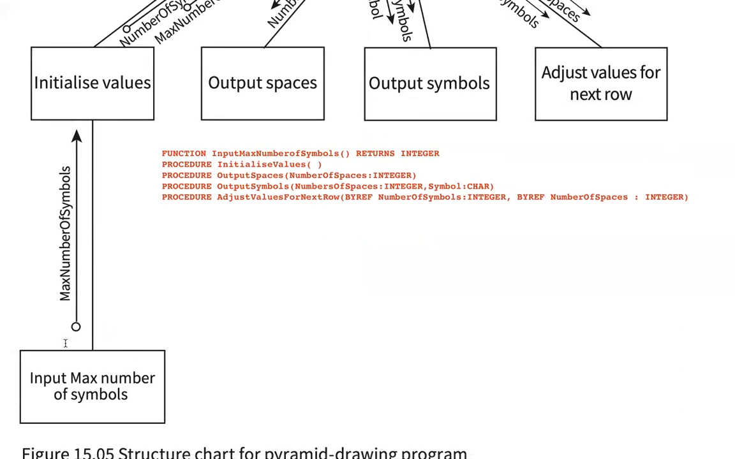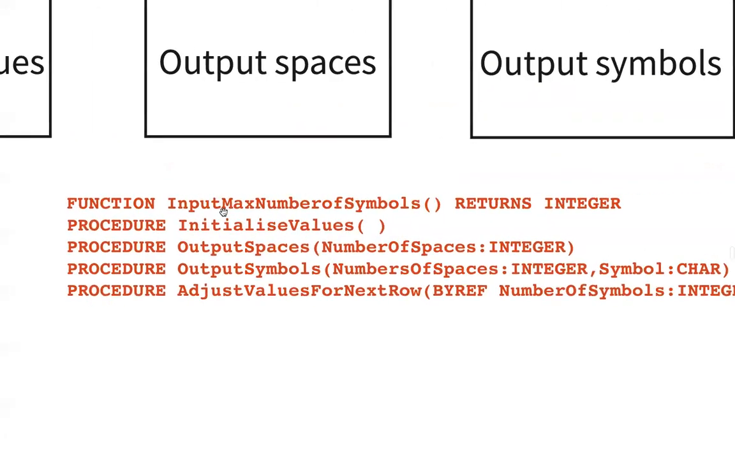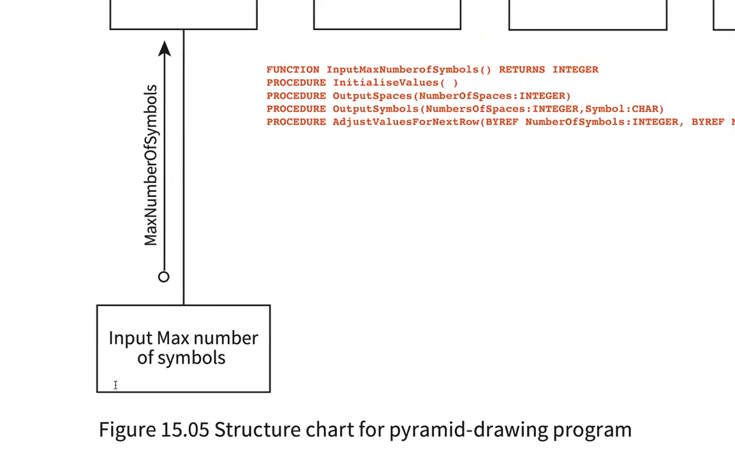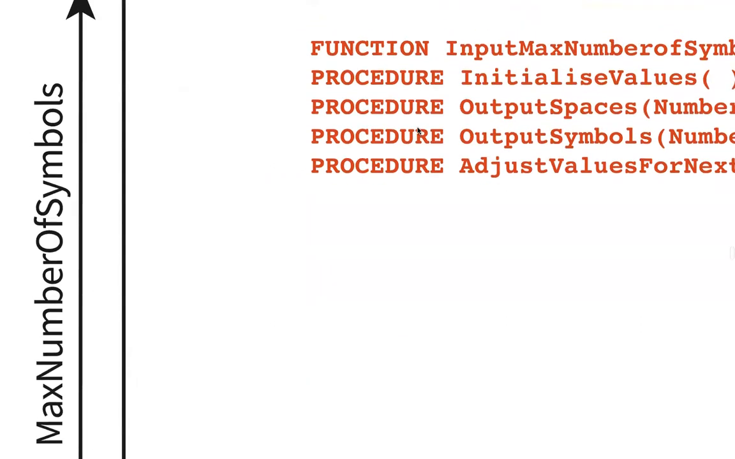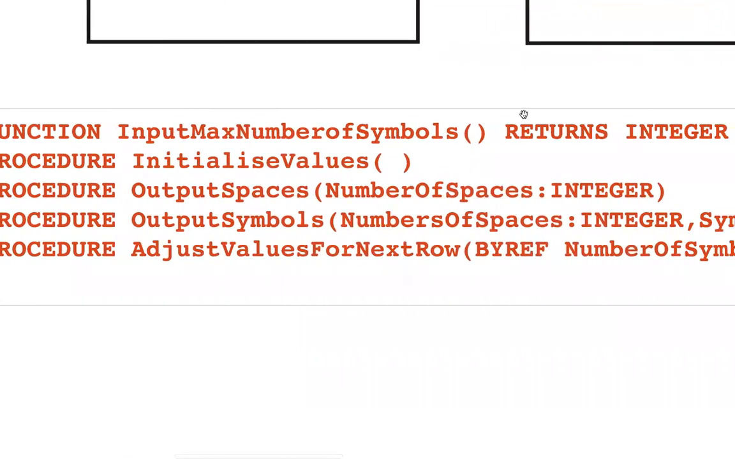So let's look at the first one, input max number symbols, which is returning max number symbols. Okay, so function input max number symbols has been defined. As you can see here, there's no data coming into this subroutine, so there is no requirement of any parameters. And in my definition, there are no parameters here.